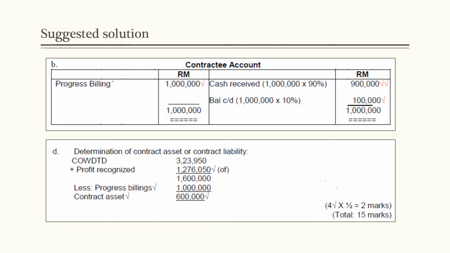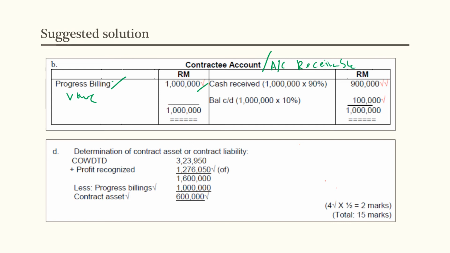The next requirement is to prepare the contractee account. Okay, please take note the concept of contractee account is just similar to accounts receivable, which we have learned in the previous accounting subject. We start by debiting it with the progress billing of 1 million. Please take note that progress billing refers to the amount billed or invoiced to the contractee based on the value of work certified. Since the amount is already given in the question, we can directly record the amount on the debit side.